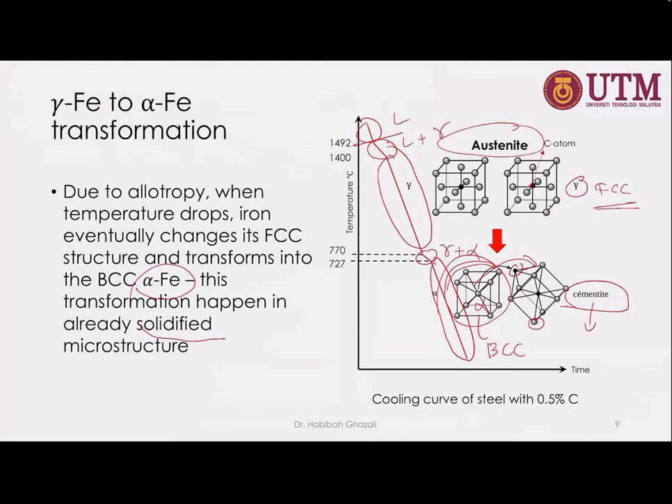So what happens is, this is gamma within this range, and then this is alpha, and at this region it is alpha plus cementite. So alpha plus cementite. This BCC structure, alpha, we call it ferrite.